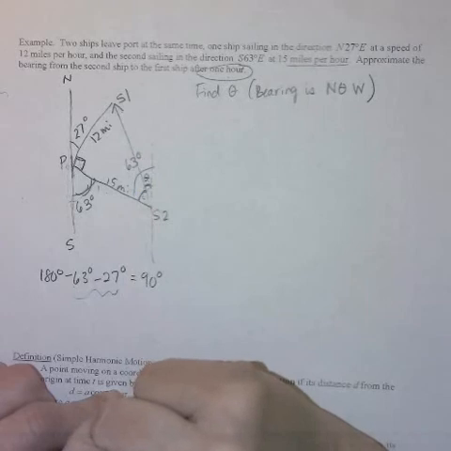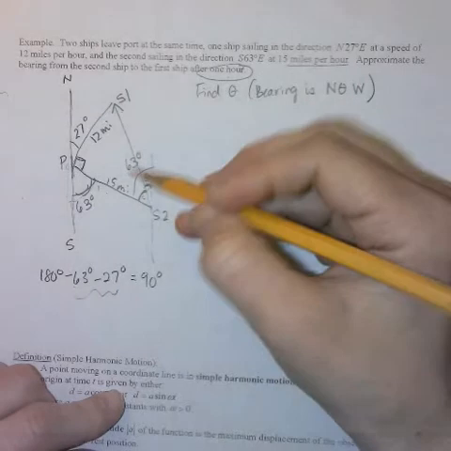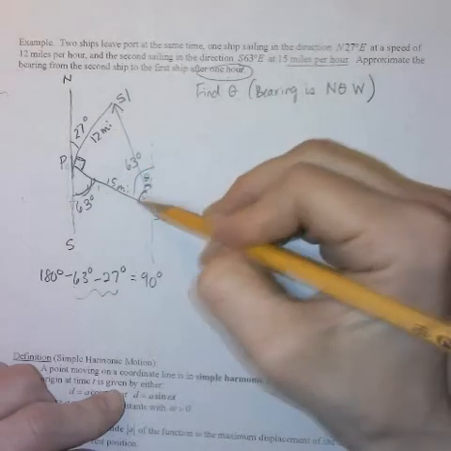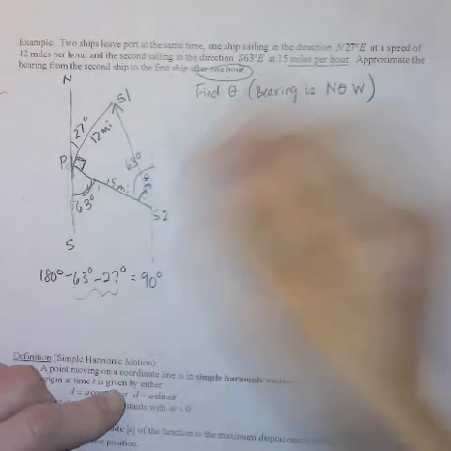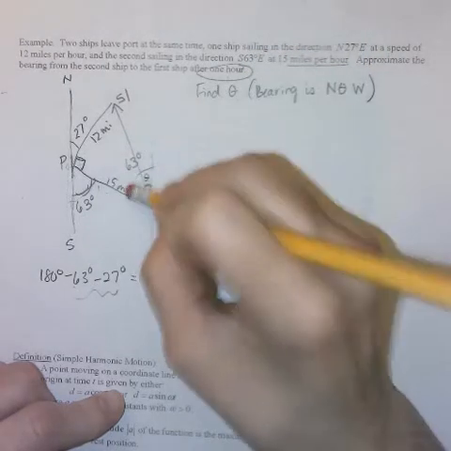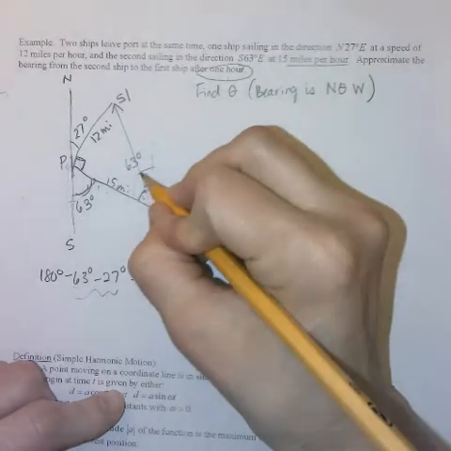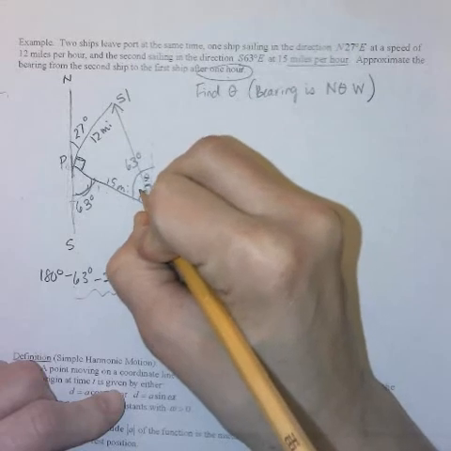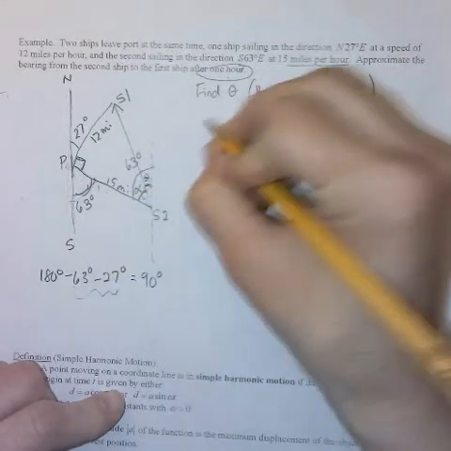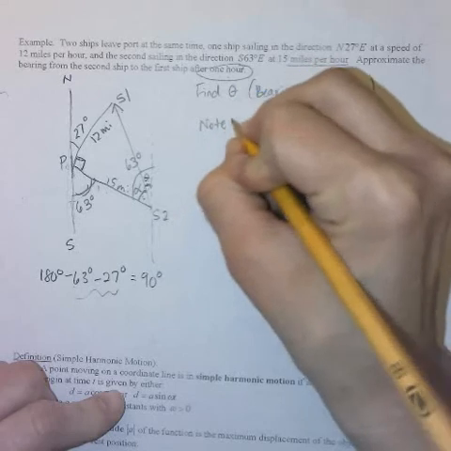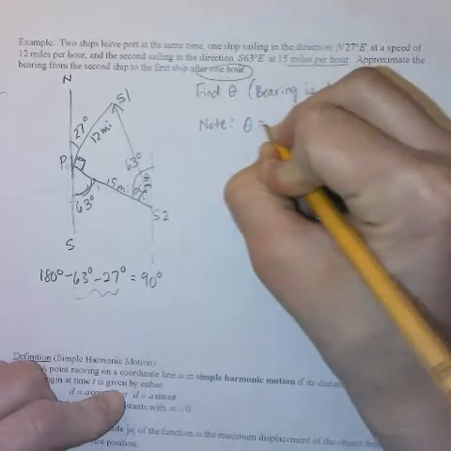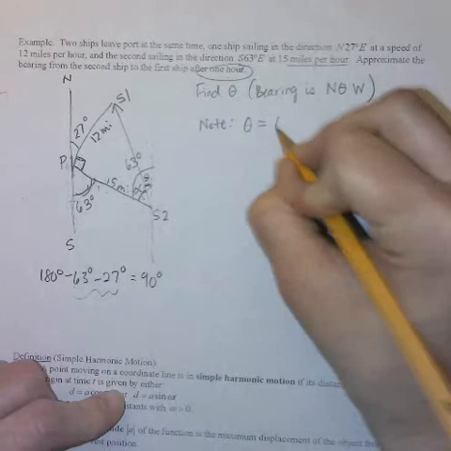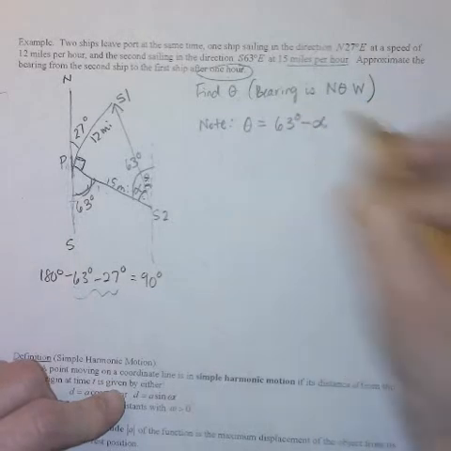Okay, and then, sorry, lost my train of thought for a second. Let's give this a different name. Let's call this alpha. So note theta equals 63 degrees minus alpha. Okay, so we need to find alpha.